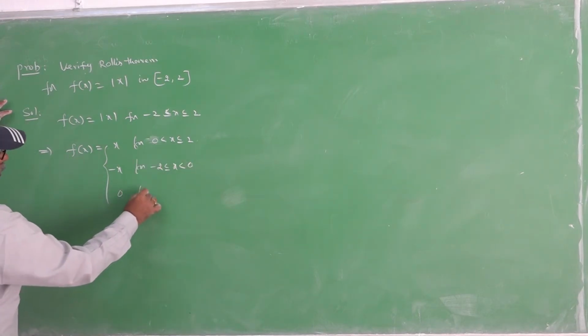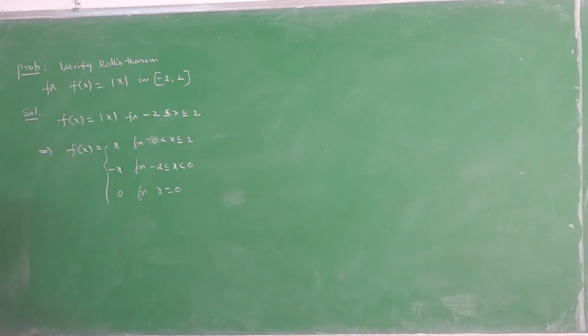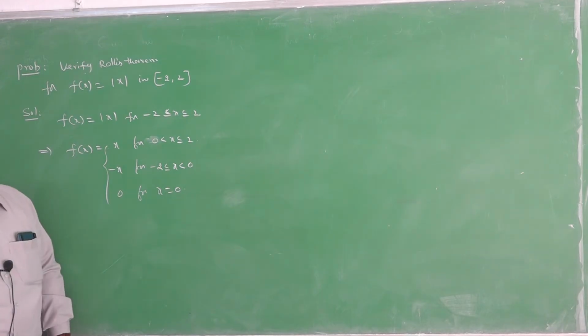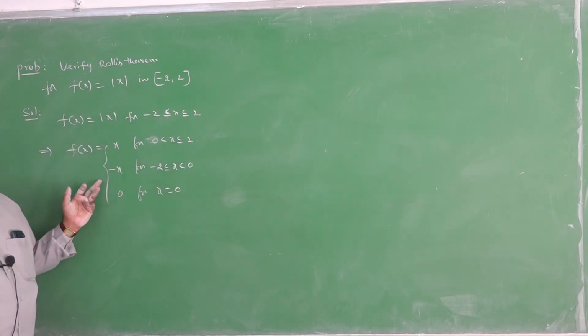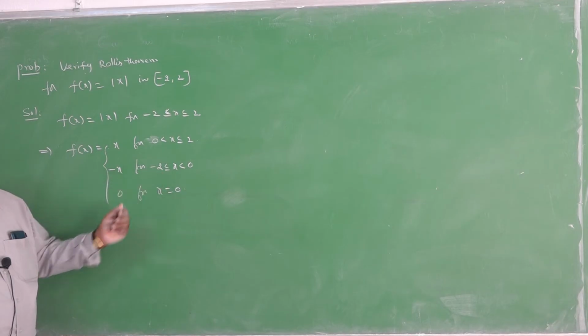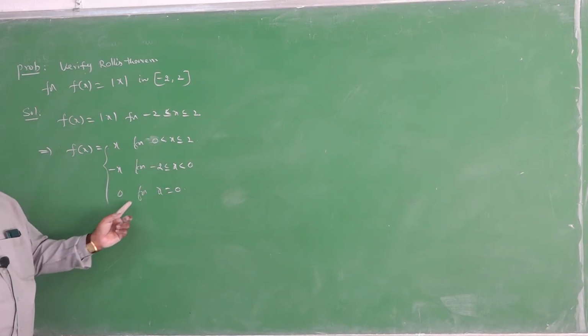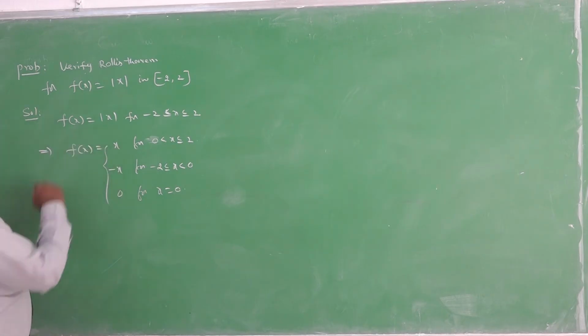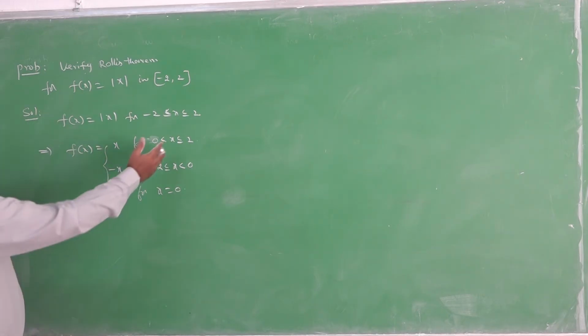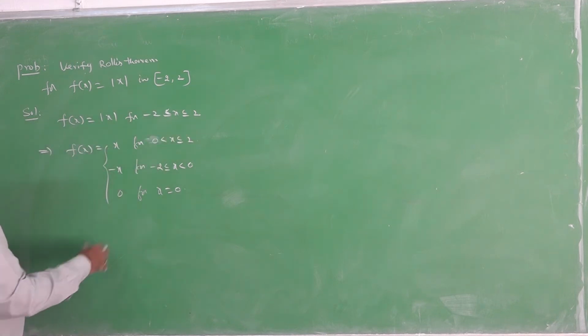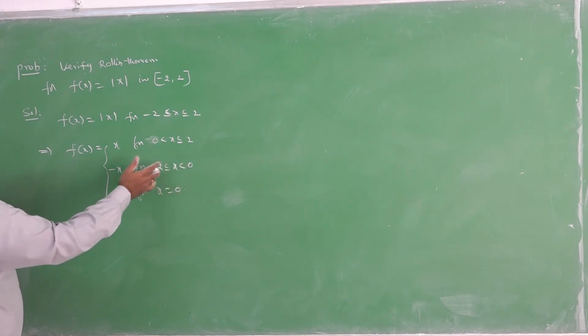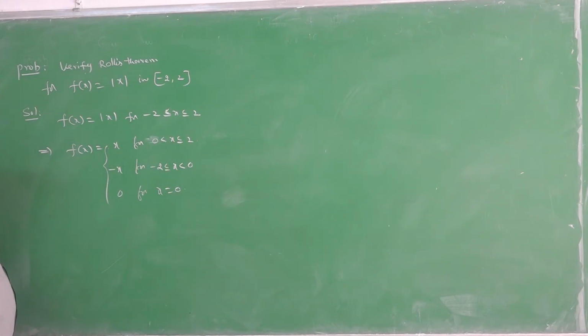And at 0, if x equal to 0, by definition of the mod x function, mod x takes the value x whenever x is positive, mod x takes the value minus x whenever x is negative, and mod x equal to 0 for x equal to 0. This is the definition of mod x. So when x lies between 0 and 2, it takes x. When x is negative, that means minus 2 is less than or equal to x is less than 0, mod x is minus x, and 0 for x equal to 0.